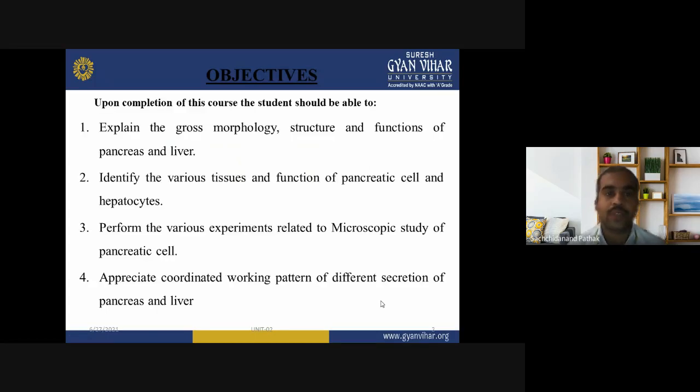Upon completion of this topic, you'll be able to explain the gross morphology, structure, and function of the pancreas. You can identify the various tissues and functions of the pancreatic cells. You can study the microscopic structure of the pancreatic cells, and how the pancreas works by secreting both types of secretion, endocrine and exocrine. We will talk about these in the lecture.